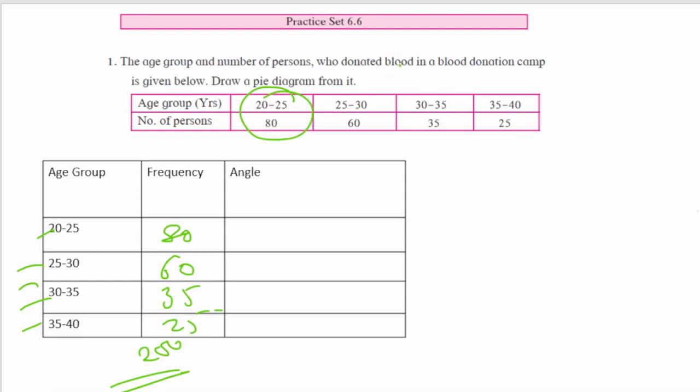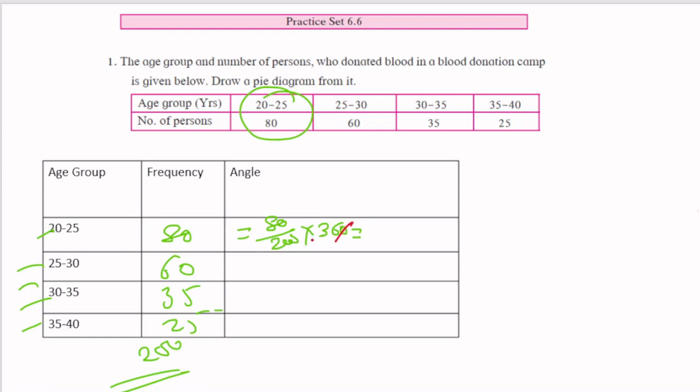To calculate the angle, what is the formula? The angle is the component of that particular value. So in this case, 80 divided by 200 into 360. So you'll get the angle. Let's do that. We can cancel 10 here, 10 here, 2, 18. 18 into 8 is equal to 144 degrees. So we got 144 degrees for this age group.